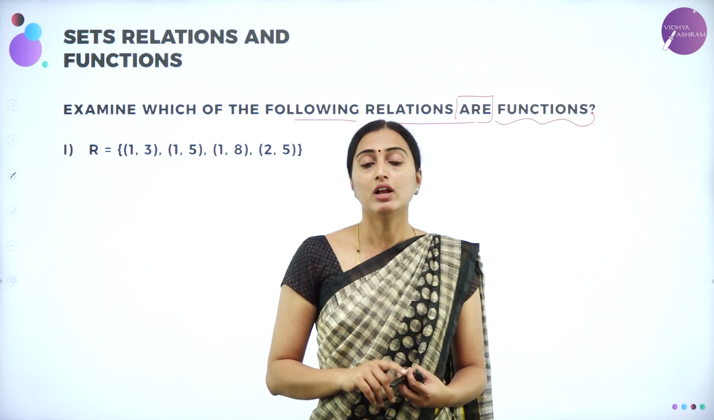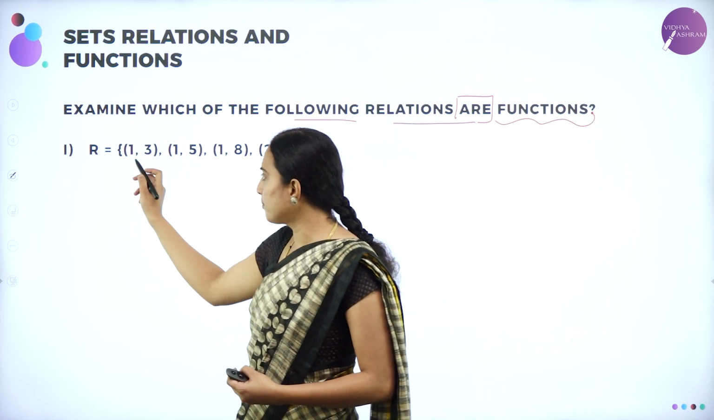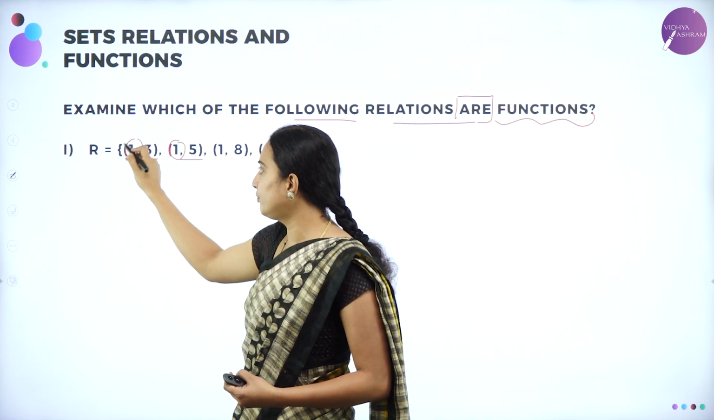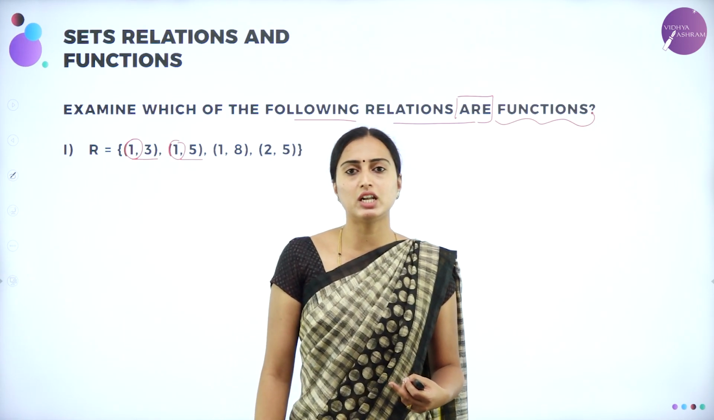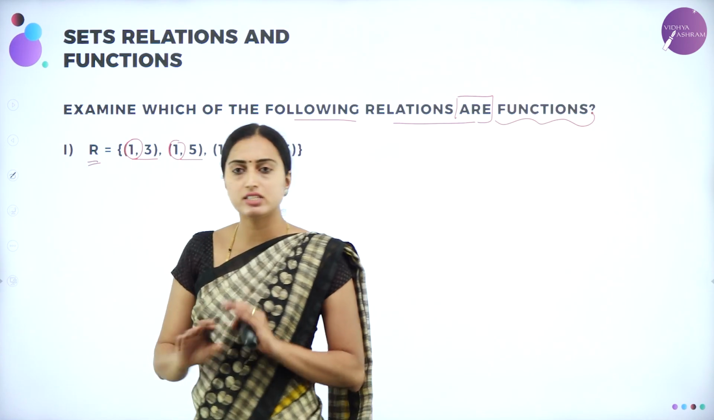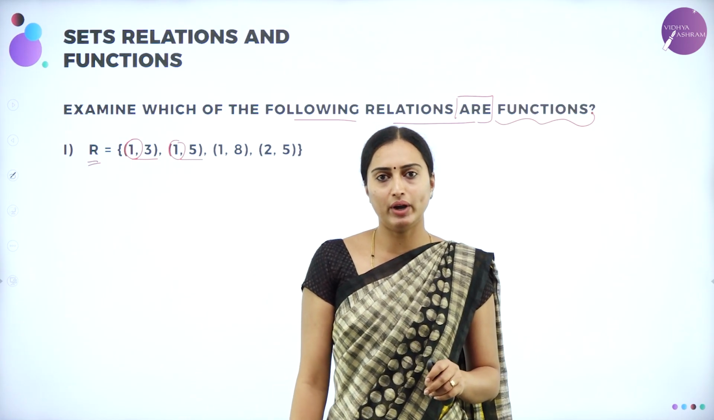That is one type. How are we going to have another type? See, you can observe here 1, 3, 1, 5. Here you are going to have the same first element. If the same first element appears in any two ordered pairs of a relation, then it is not a function. Otherwise, you can check by Venn diagram.